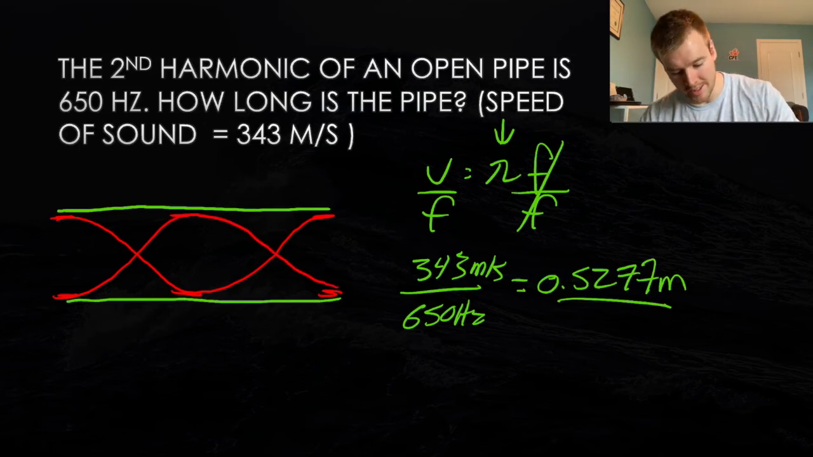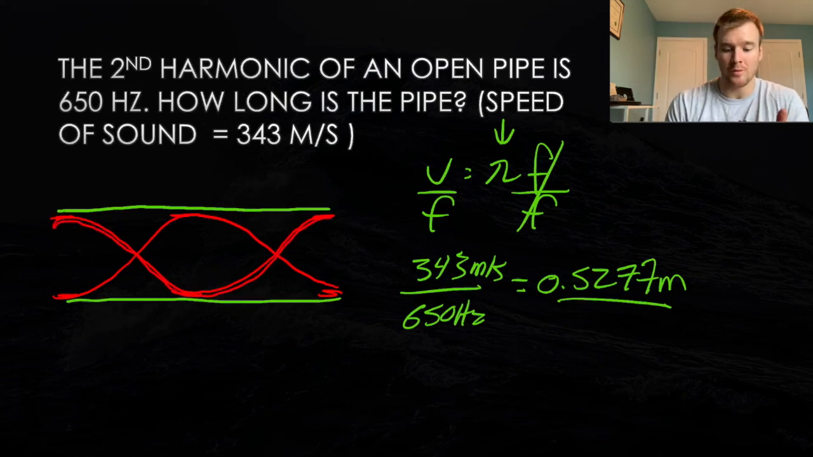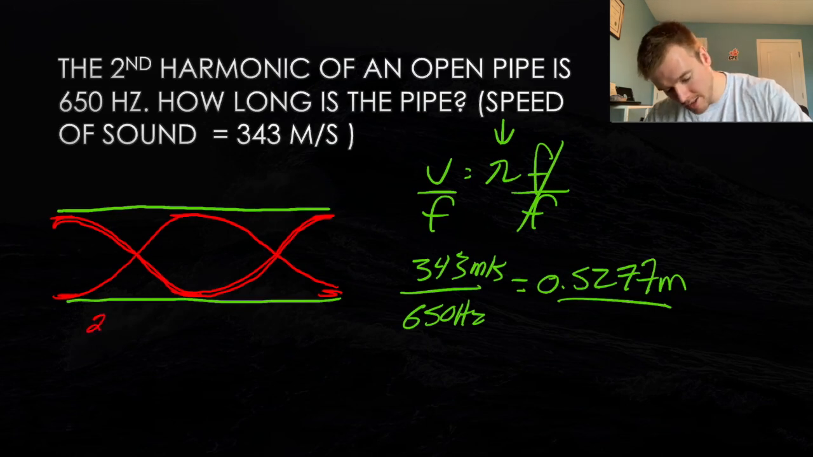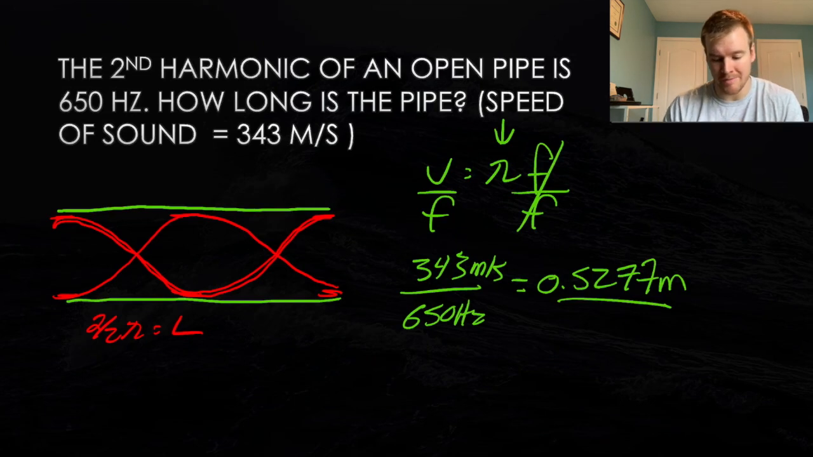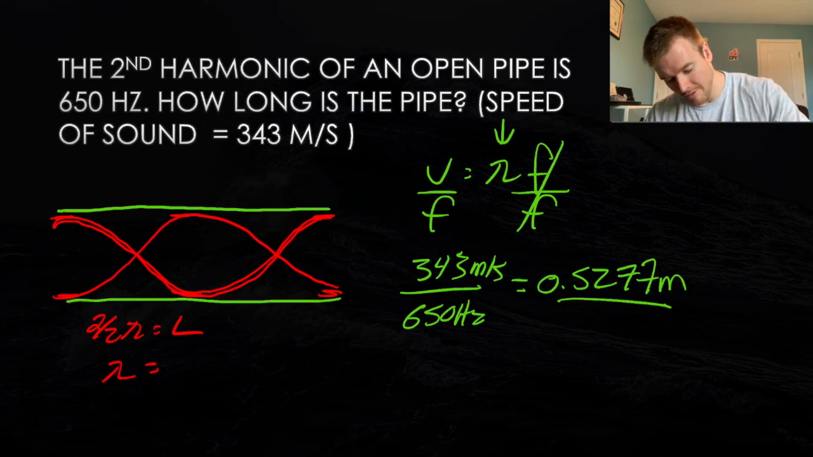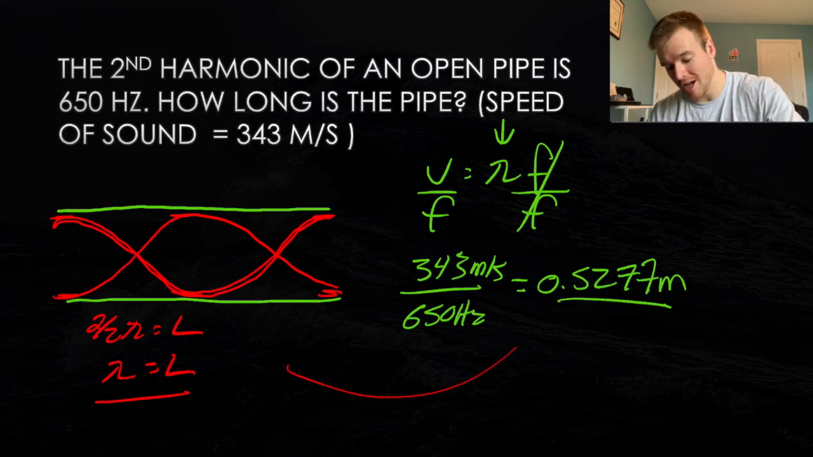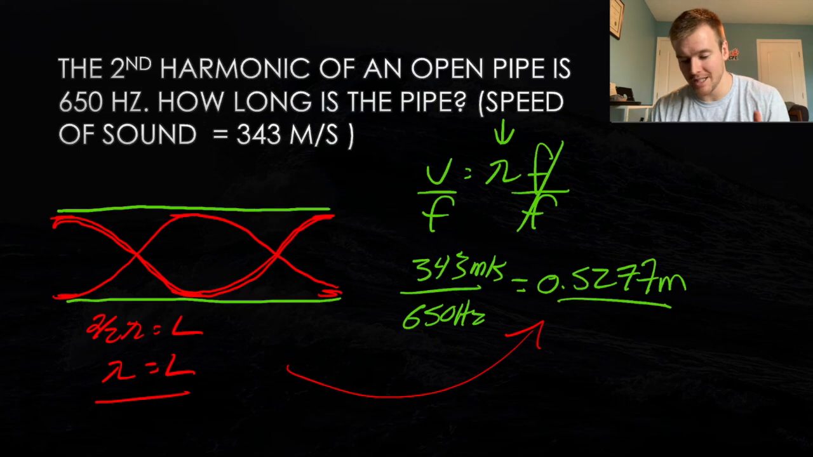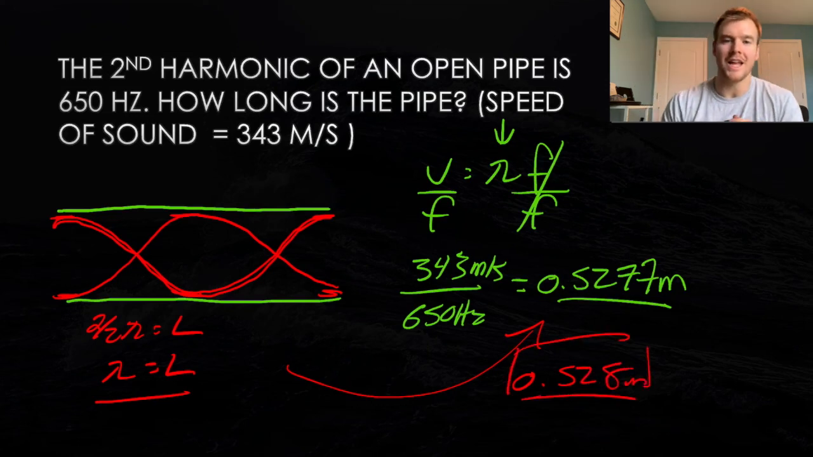Well, how much of a wavelength is this? Well, it goes down, up, and then back to the top, which completes one full cycle. And as we saw from before, 2/2 of a wavelength is equal to the length of the pipe for the second harmonic. 2/2 is the same as 1, so the wavelength is equal to the length of the pipe. So actually for this question, we don't have to change this number at all. We just keep that number as is, probably round to significant digits, which it looks like there's 3. So 0.528 is our answer in meters for the length of that pipe. So that'd be 52.8 centimeters.